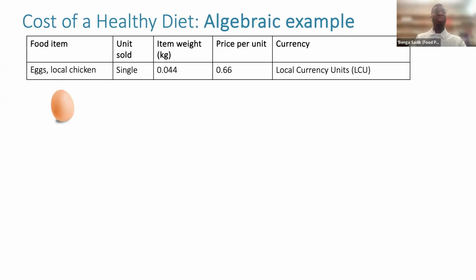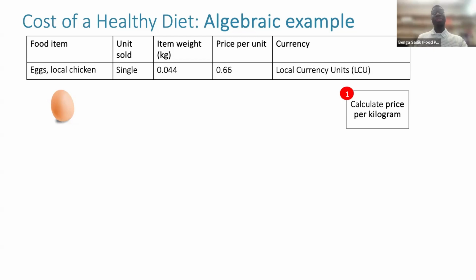If it's just 1 unit of eggs, then we have that to be 0.044 kilogram. And then the unit it is sold, in this case, is just 1 single piece of egg sold for 0.66 currency units, and it weighs 0.044 kilograms. So this is the raw data that you get from the market when you buy the food item.